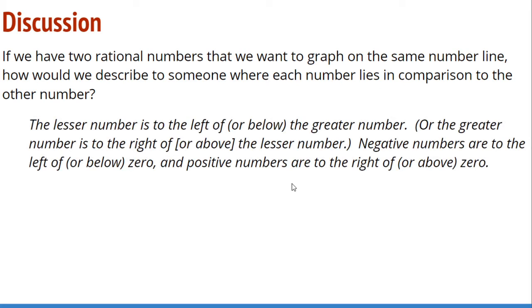Well, the lesser number is going to be to the left of the greater number. Or we can say that the greater number is going to be to the right or above the lesser number. Negative numbers are to the left of 0 and positive numbers are to the right or above 0. So looking back at my example with the 5 and 4 here, the greater number is going to be on the right hand side or to the right of the lesser number. 5 is greater than 4.